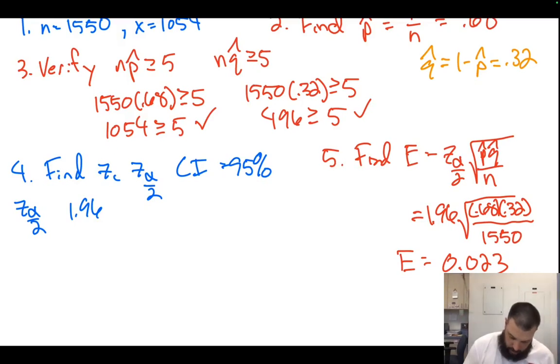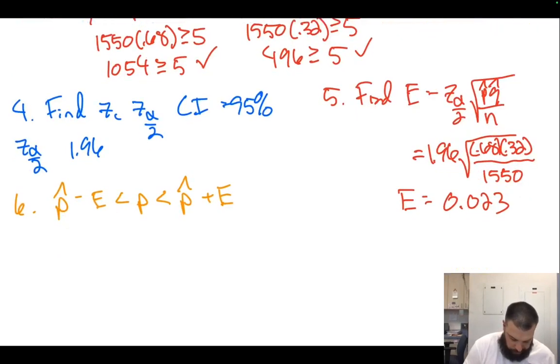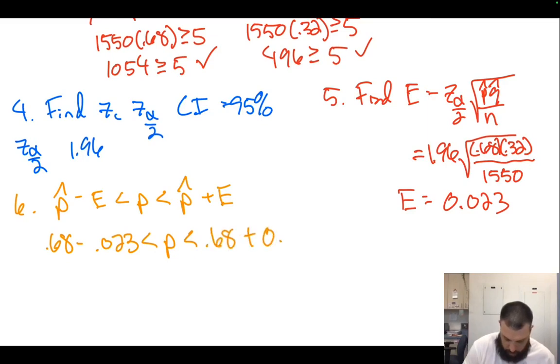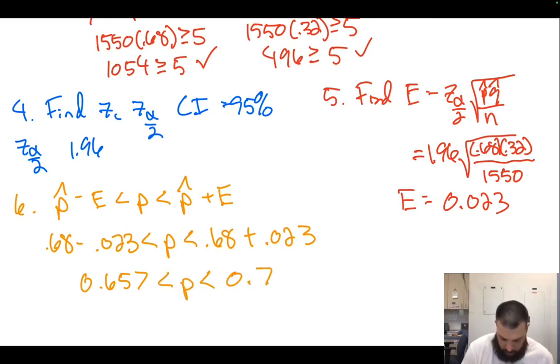And then last, we have p hat minus E is less than p, which is less than p hat plus E. And so 0.68 minus 0.023, and 0.68 plus 0.023 gives us a final of 0.657 is less than p, which is less than 0.703.